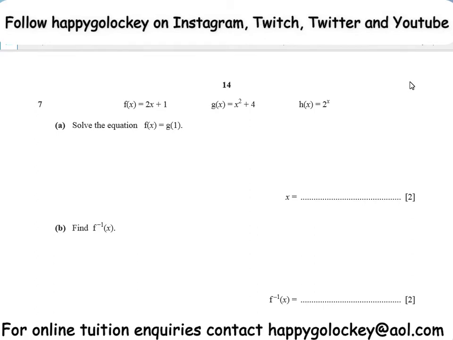Part A, solve the equation f(x) = g(1), and B, find the inverse function f⁻¹(x). Press pause, have a go at it, and I'll come back with the worked solutions in 5, 4, 3, 2, 1.